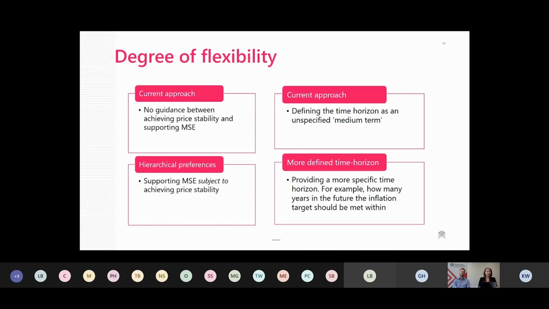In the consultation paper, we consider including a hierarchical ordering of the objectives that require the MPC to support maximum sustainable employment subject to the price stability objective being achieved. Having the opposite hierarchy and placing the employment objective above price stability didn't receive much support in our first consultation, and it's something that we've ruled out of scope for this second stage.